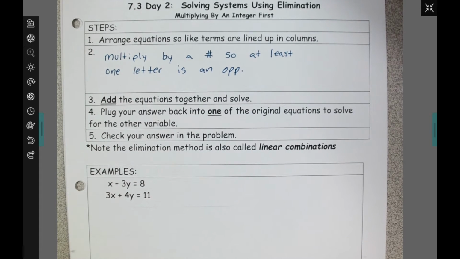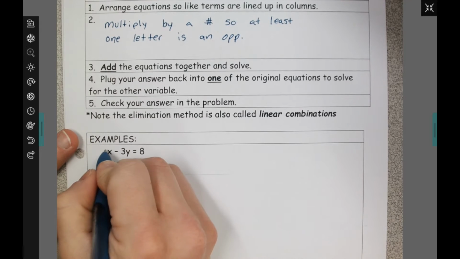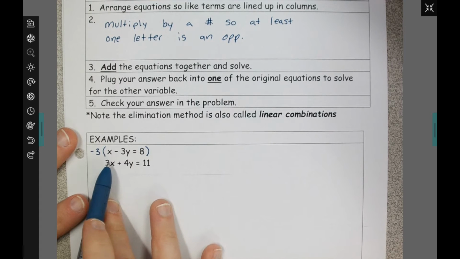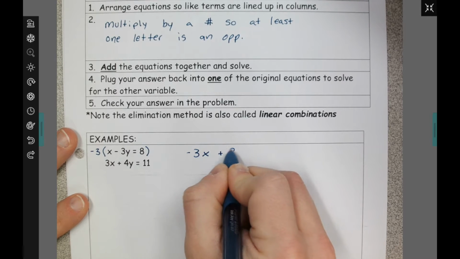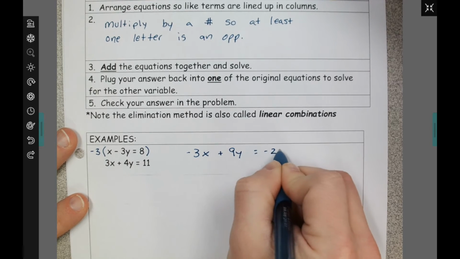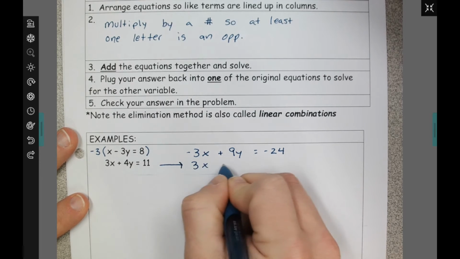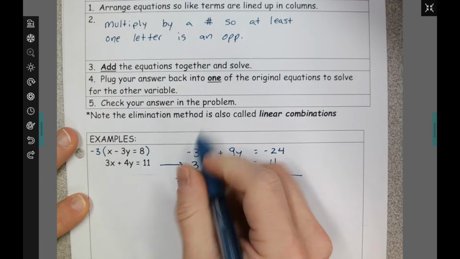Okay, so what I mean by that, you look at the first example, okay? If you add them, nothing goes away. So I want to multiply one of those equations, every single thing by a number to make one of the letters go away. When I look at that, if I were to multiply this top equation, everything by -3, it would cause me to have negative 3x plus 9y equals negative 24. And what's special about that is if I rewrite my second one, my x's are now opposites.